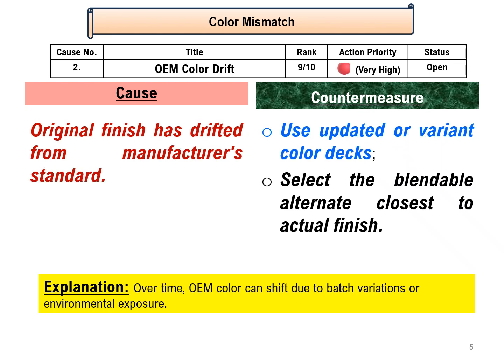Number two, OEM color drift. That is, the original finish has shifted from the manufacturer standard. The recommended countermeasure is to use updated or variant color decks and select the blendable alternate closest to the actual finish. This OEM color drift is a shift due to batch variations or environmental exposure.